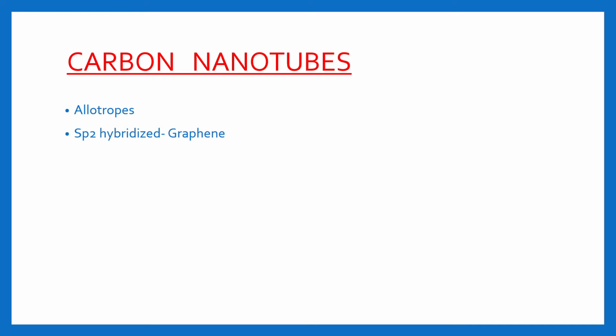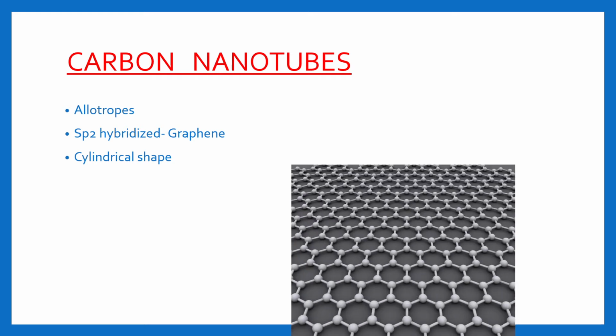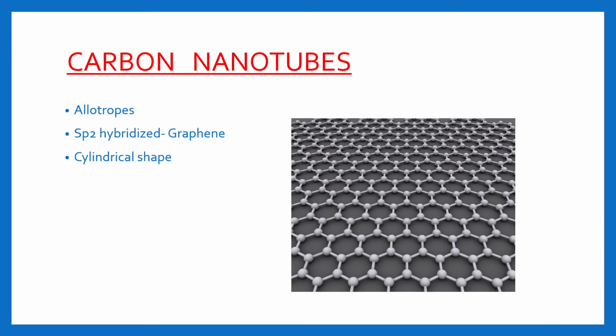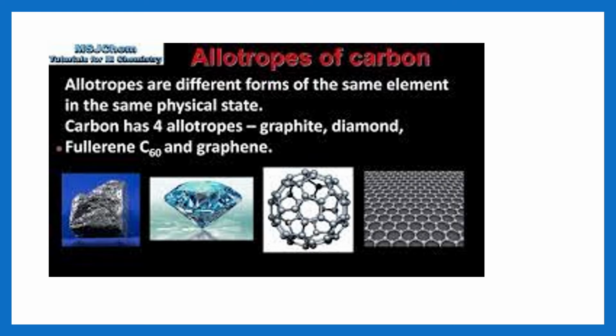When you roll these graphene sheets, it leads to the formation of carbon nanotubes. Carbon nanotube is produced by rolling a graphene sheet into a cylindrical shape. This is the graphene picture. I already discussed with you about the allotropes.